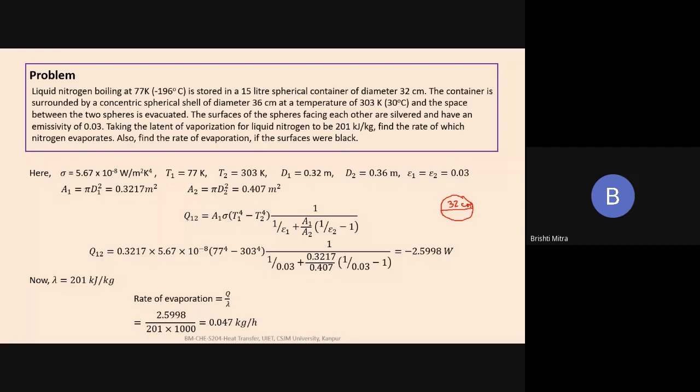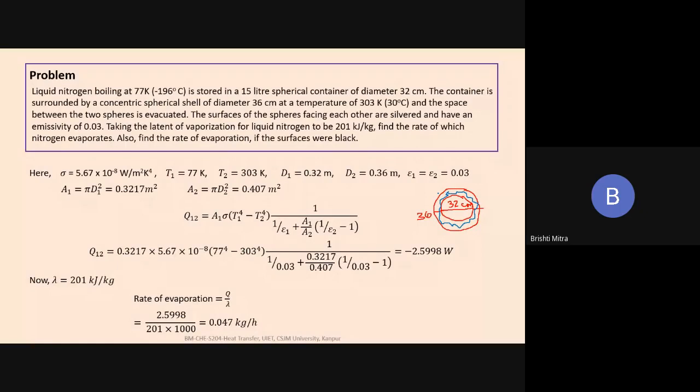Okay. The container is surrounded by a concentric spherical shell of diameter 36 centimeter. So now we have another shell, concentric means same center, around it. The diameter of this one, if I write it down, happens to be 36 centimeter. And the space between the two spheres is evacuated. So this space, this whole space which is out here, this is evacuated. Evacuated means vacuum is maintained inside the space.